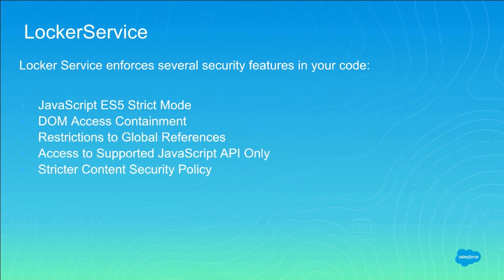I'm not going to talk too much about the implementation of Locker, but I'm going to talk about what it does and why it's important. So it enforces five things. Strict mode: you do not have to explicitly say use strict in your code. It's just applied as long as Locker is on. And it enforces JavaScript best practices. So with Locker Service on, you cannot say blah equals 33. You have to say var blah equals 33. And what's important to note, if you're using any third-party libraries with your components, they must also use strict mode.